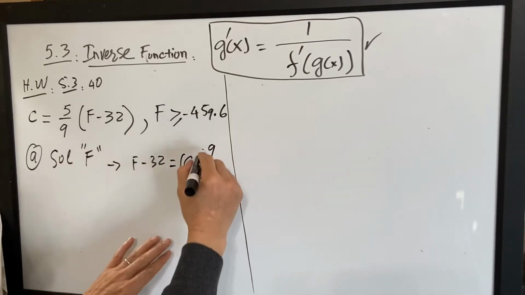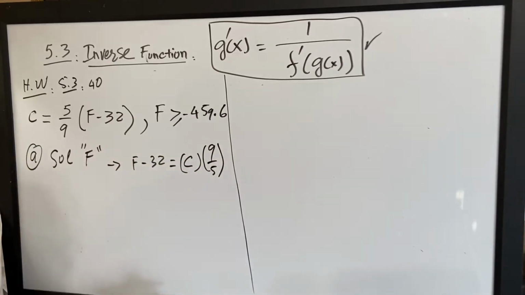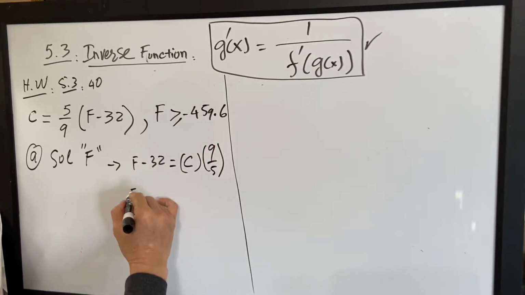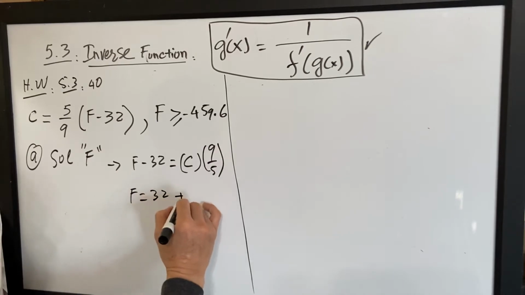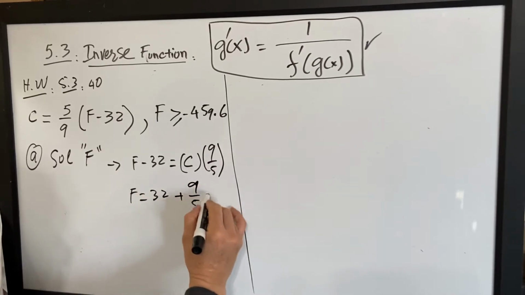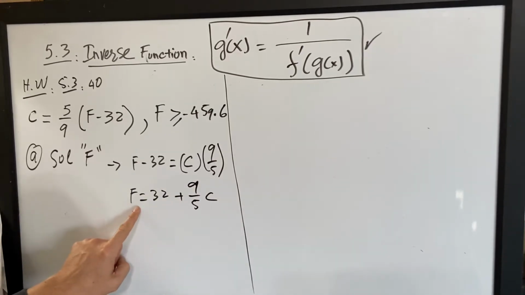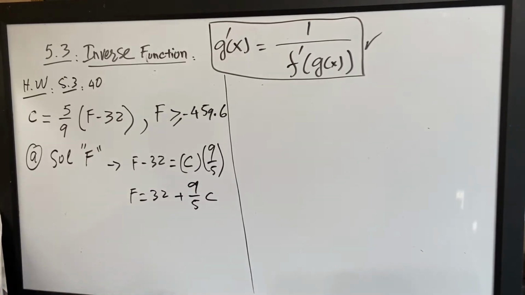Normally I put the constant first, but since I do it on the board, I do it this way so you can see. So now solving this one right here, bring 32 over, you have F equals 32 plus 9 over 5 C. Okay, there we go. Ladies and gentlemen, this is F now being expressed in terms of C.